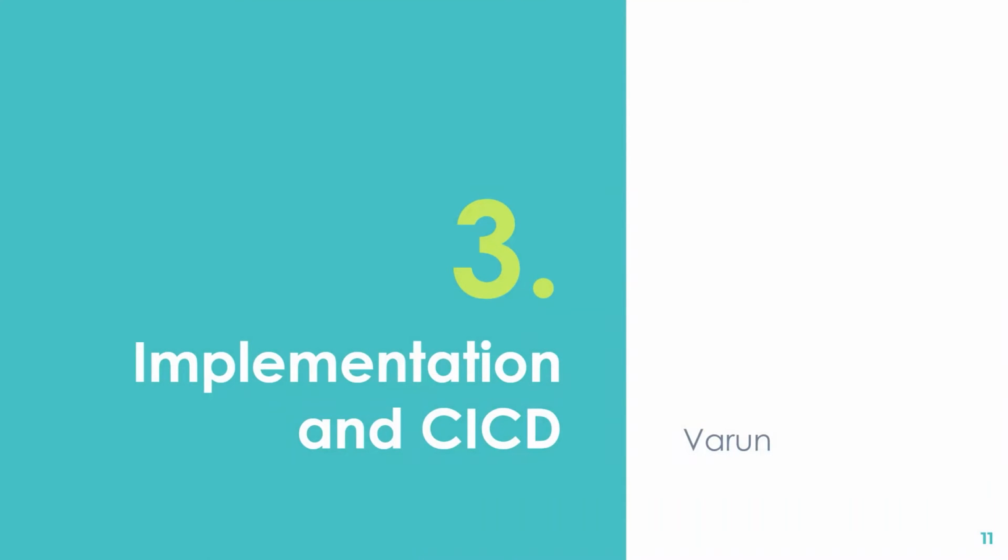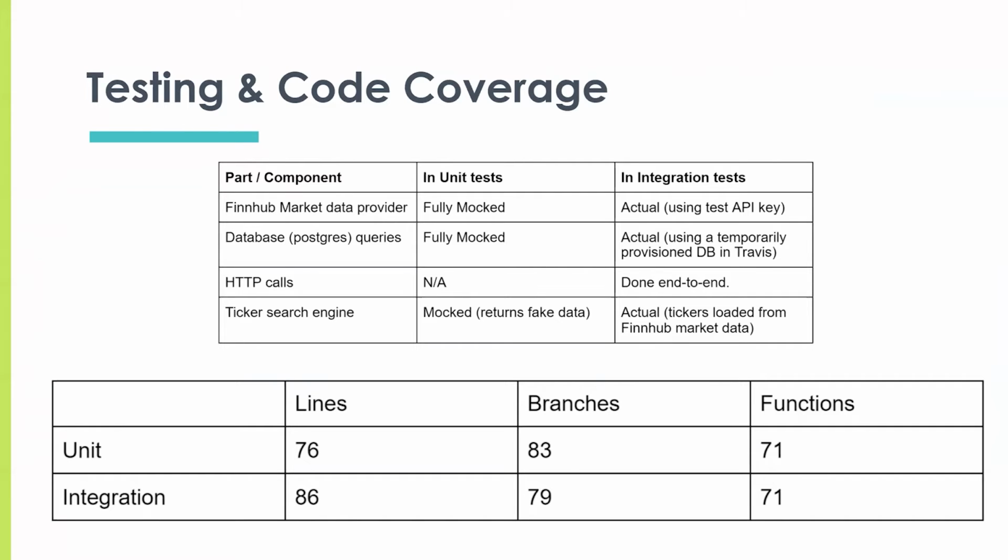I'll be covering implementation and CI/CD. The CI/CD process is responsible for testing and deploying our code. An important step in the process is code coverage. Code coverage measures how many lines of code are hit by our test cases. This gives a sense of whether our test cases are extensive enough. The statistics for the code coverage are shown in the slide.